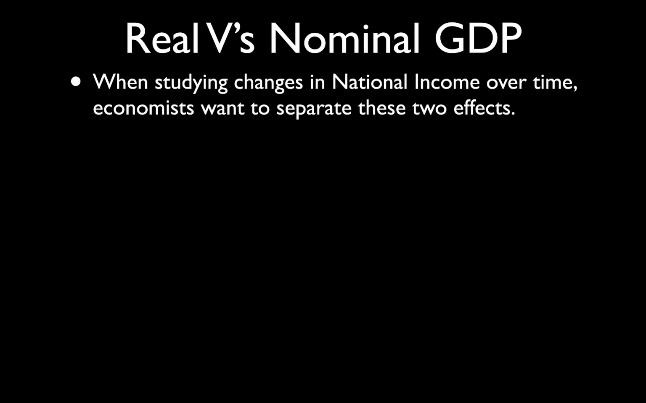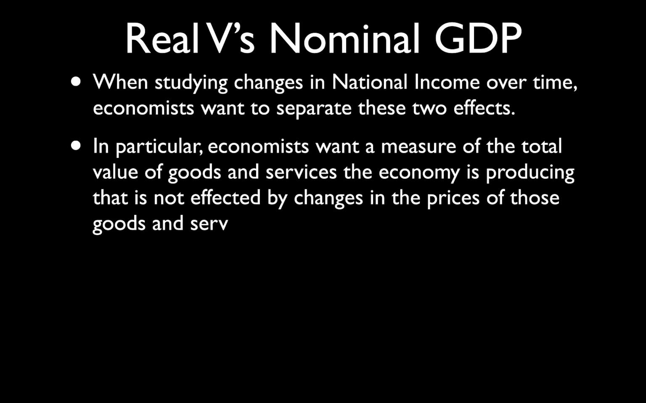So when studying changes in national income over time, economists want to separate the effects of increase in production that causes national income to increase and increase in the level of prices that also inaccurately causes national income to increase. Why does inflation inaccurately cause national income to increase? Because it does not represent an increase in our ability to consume goods and services.